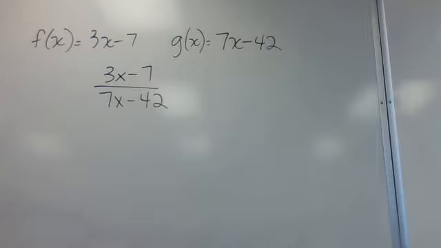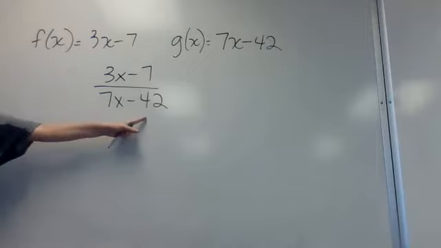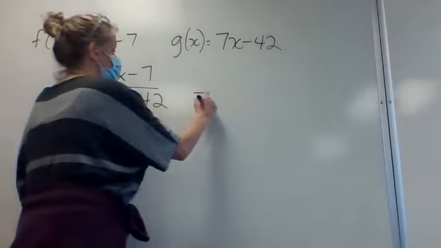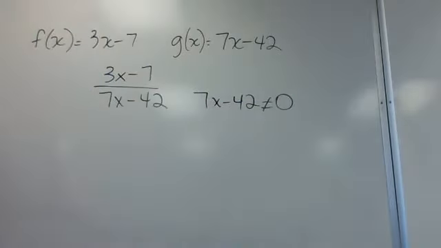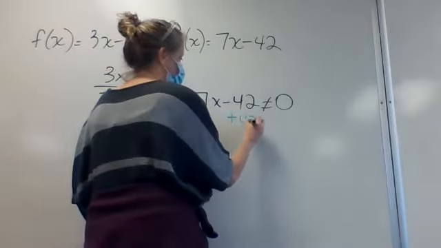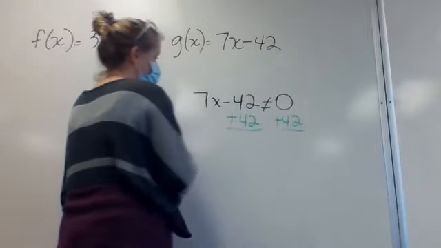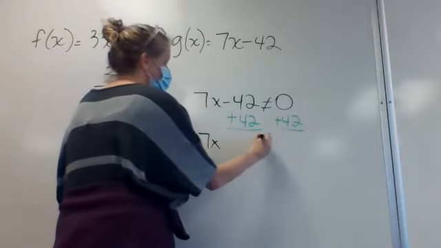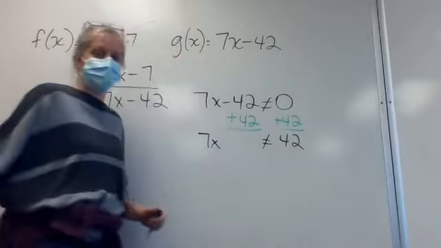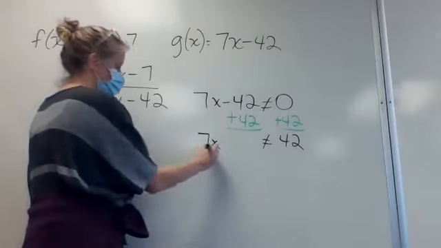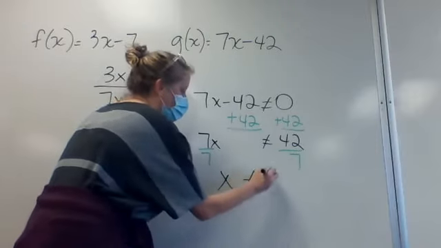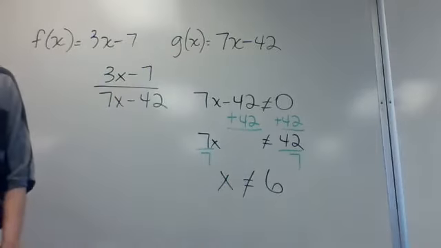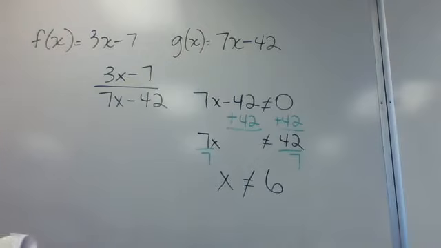So what is the domain of this? That means to do what? Your denominator can't equal 0. And then solve it for x. So add the 42. So 7x can't equal 42. Divide by 7. So x is a real number and x can't equal 6.